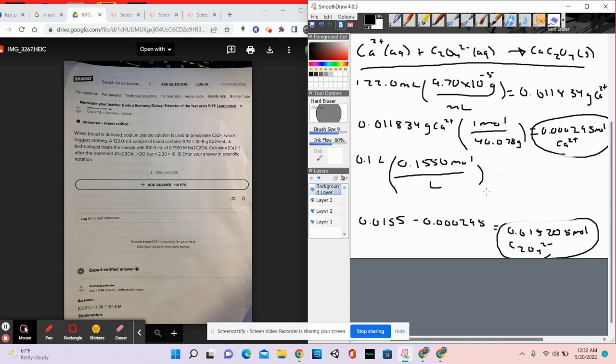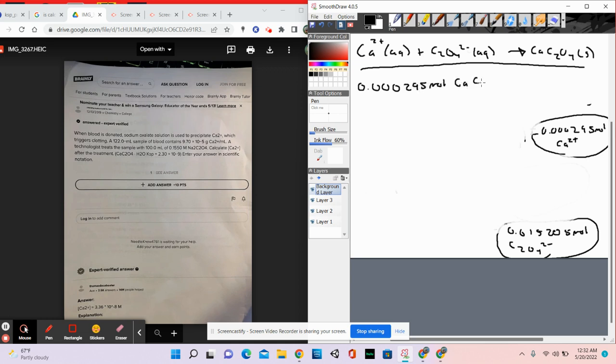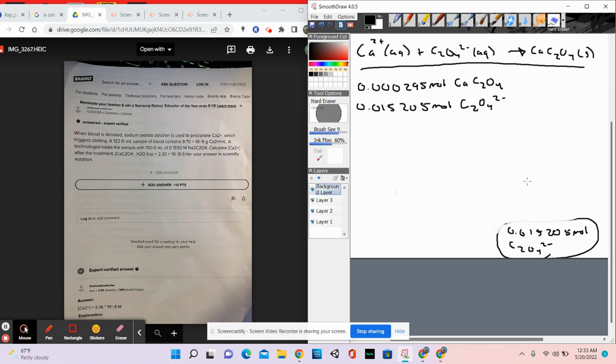So let me clear this up and write down what we have so far. So we have 0.000295 moles of calcium oxalate, and we have 0.015205 moles of oxalate, C2O4 2 minus. Okay, can erase this.